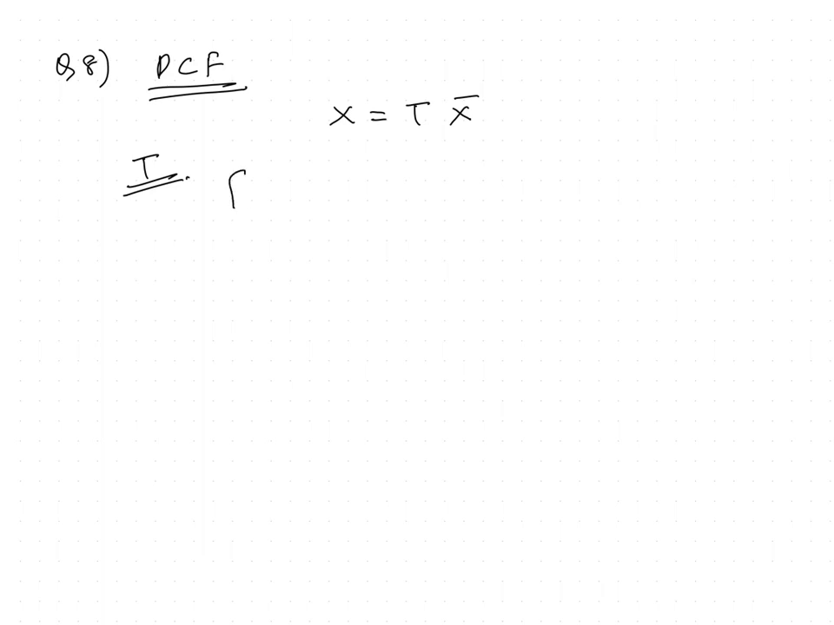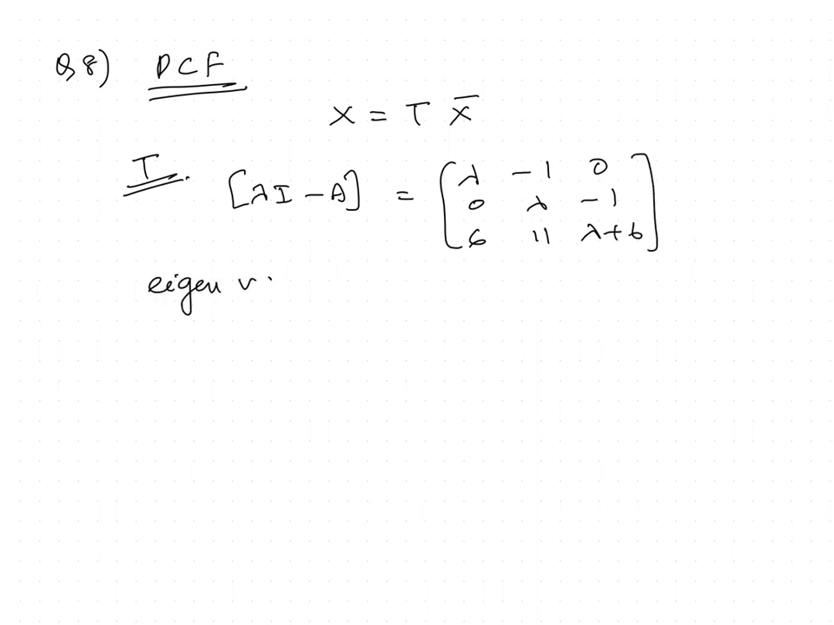So, first we need to find lambda I minus A and its eigenvalues, that is lambda minus 1 0, 0 lambda minus 1, 6 11 lambda plus 6. The eigenvalues are lambda 1 equal to minus 1, lambda 2 equal to minus 2, lambda 3 equal to minus 3.